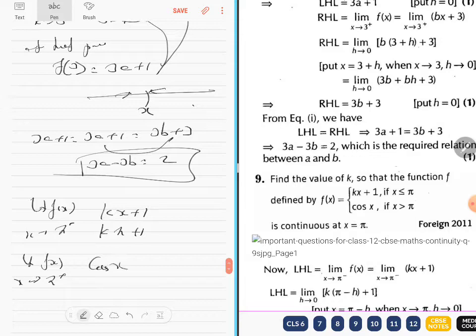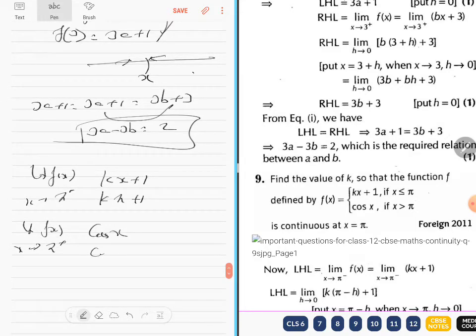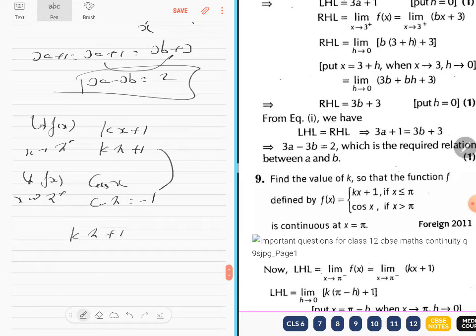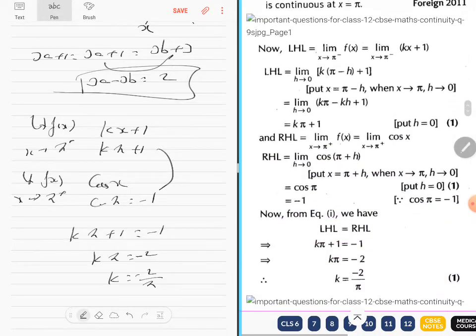Limit of f of x as x tends to pi from the right. The formula itself is cos x. So direct substitution, cos pi. Cos pi itself is minus 1. So left limit is equal to right limit. k pi plus 1 is equal to minus 1. So k pi is equal to 2. Yeah, minus 2, sorry. So k is equal to minus 2 by pi. Sorted.